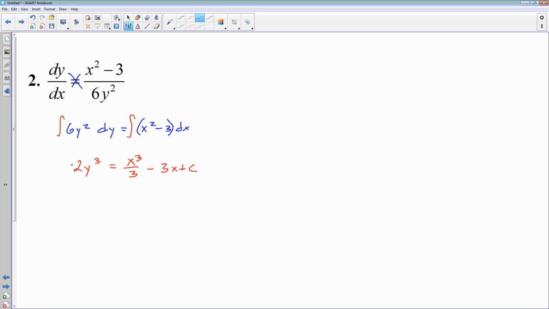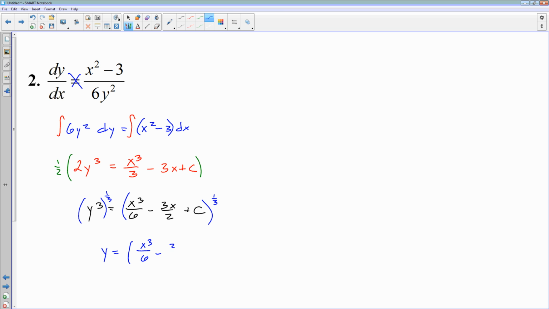I'm going to divide by 2, or multiply everything by 1/2, which would give me y cubed is equal to x cubed over 6 minus 3x over 2 plus, and if you take half of c, you still have some unknown constant. And then I would take the cubed root of both sides. And here's where you have to be careful with that plus c, because the plus c will be part of the cubed root. So the plus c needs to be inside that radical, and we're left with y equals the cubed root of all of this stuff. x cubed over 6 minus 3x over 2 plus some constant, all raised to the 1/3 power. And that would be your solution.